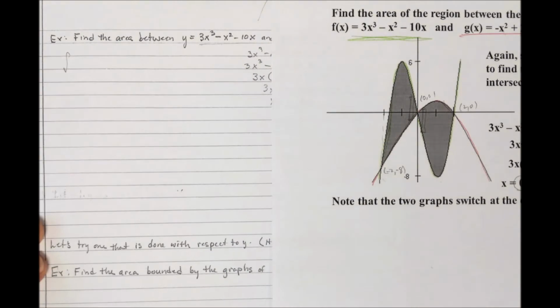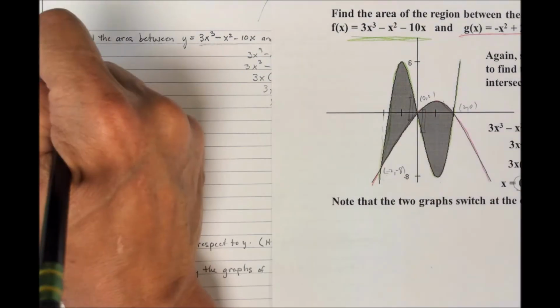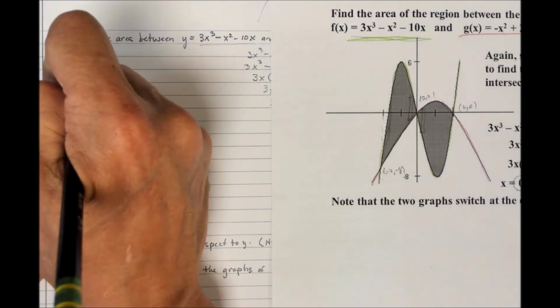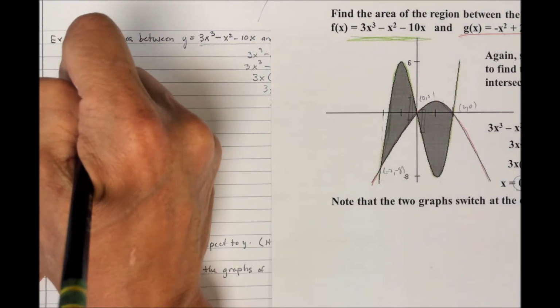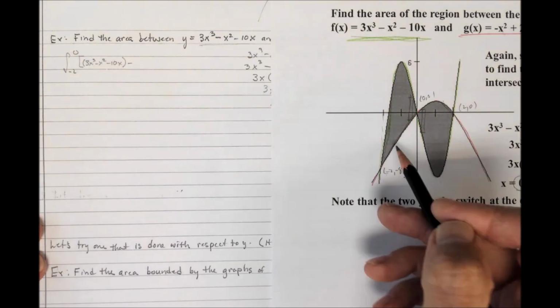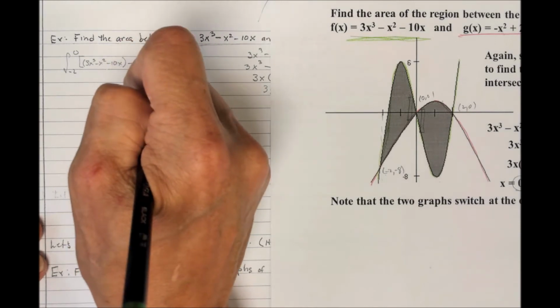Can we see this okay? We can. From -2 to 0. The top being the cubic, so that would be the quantity 3x to the third minus x squared minus 10x, minus the bottom, which is the quadratic, and that would be the opposite of x squared plus 2x.